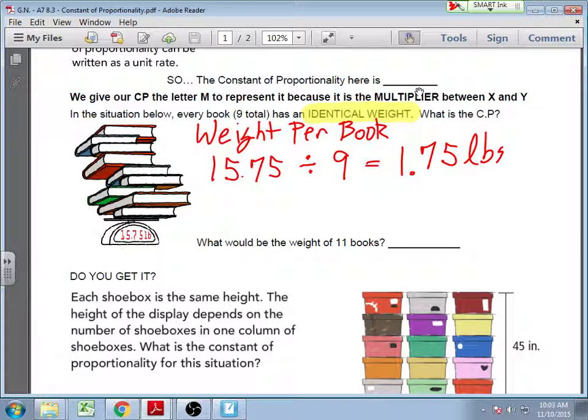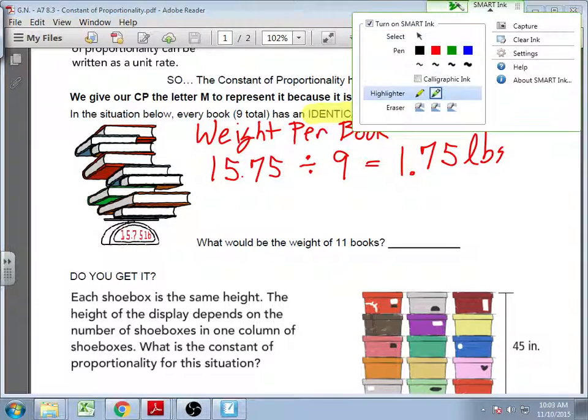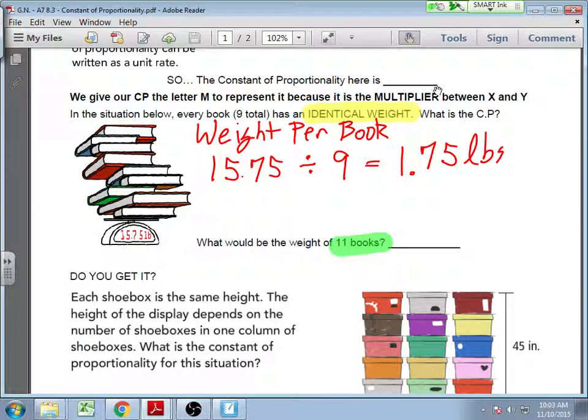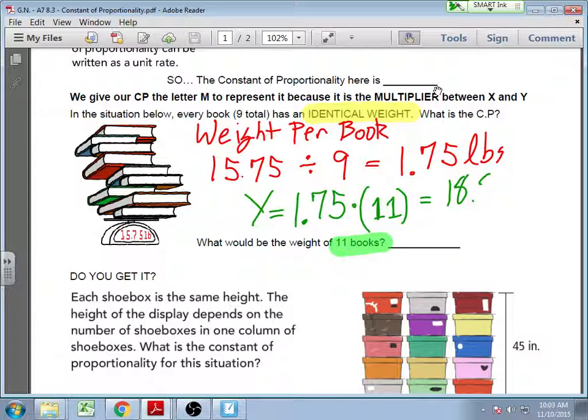How do I use that to then find the weight of 11 books? Okay. Multiply 1.75 times 11. Yeah, so we can say our total weight will be 1.75 times the number of books, which here is 11. We can multiply by 10 and then do 1 more added on to it. 18.25. You got to carry. Yeah, don't forget that. Nate's doing it all on his paper. So small mistakes happen when you do it all on your paper. And that would still be pounds.